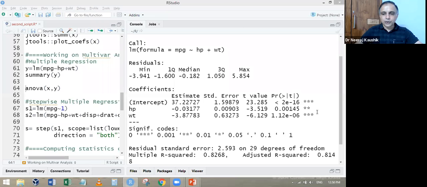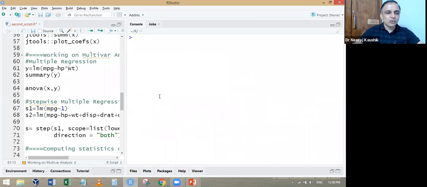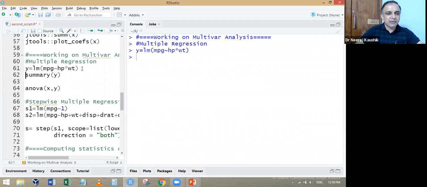Okay, look for the third one. I want their multiplicative effect also. That is called interaction effect. So the interaction effect in R is so simple. Instead of plus sign, simply write into, and it will compute it. It will give you the interaction effect also.